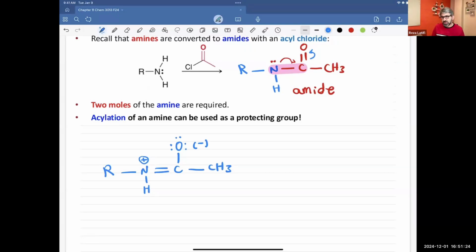So it's not that strong a base, because it already shared the lone pair with the carbonyl group. What I want to say is, if you take an amine group and turn it into an amide, it will be a weaker electron donating group. And we're going to use this property, or this benefit, to control some chemical reactions.